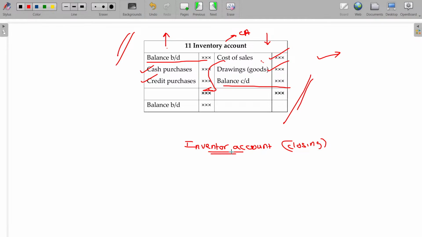Okay, for closing purpose, opening inventory should be in the debit side, right? So balance brought down, right? This will be transferable to, okay, this is opening and closing should be in the credit side.